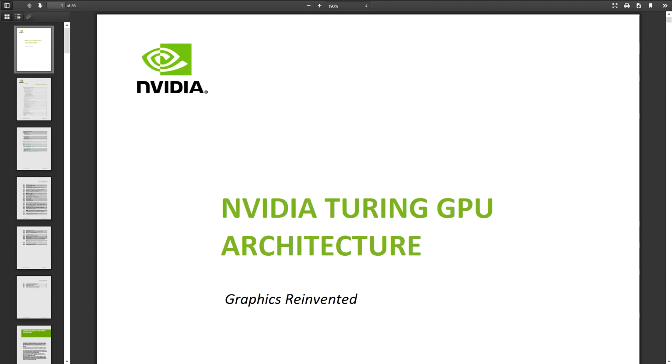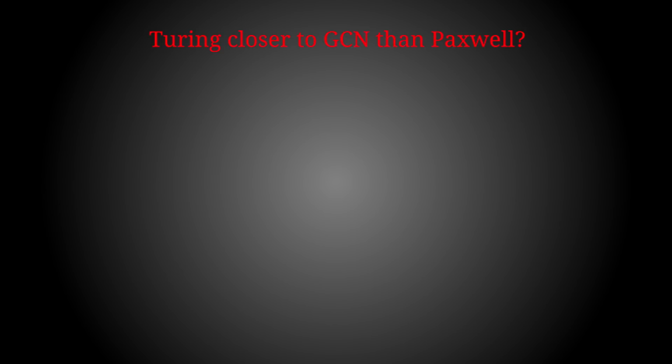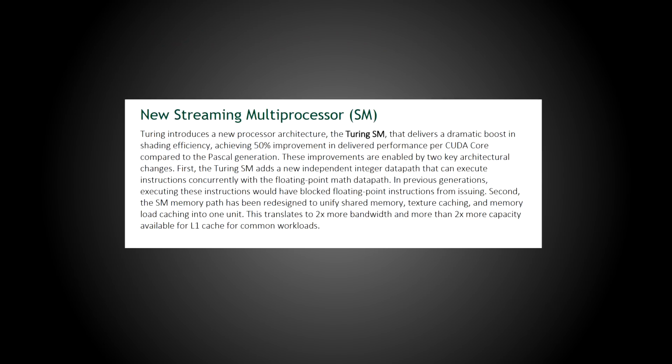Now, turning to the Turing architecture, we can see that Nvidia has made an architecture arguably closer to AMD's GCN than Pascal. First, Nvidia touted Turing to have a new SM, which is said to give a 50% improved performance per CUDA core, whatever that means. I say that because Nvidia states, quote, achieving 50% improvement in delivered performance per CUDA core compared to the Pascal generation, unquote. Note the phrase delivered performance. This means that the different clocks of the GPUs tested were a factor in that 50% number. Nvidia claims two other main reasons for that 50% improvement in CUDA core performance.